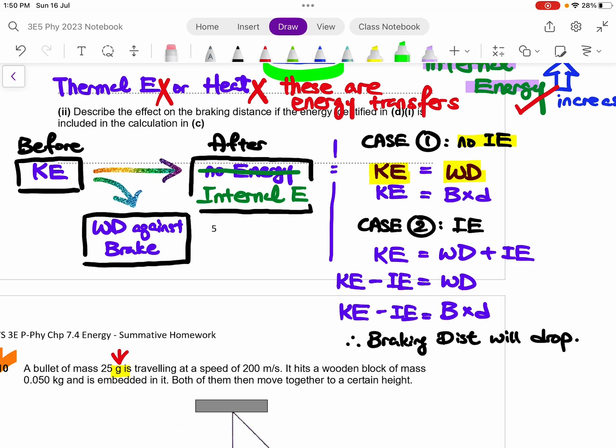And in the second case, I consider that there is an internal energy rise. So you will see that there's this additional term, and just by looking at the mathematics, you will see that eventually the braking distance in case 1 will be longer, and the braking distance in case 2 will be shorter. So for those of you who got it wrong, what I suggest you do is sub some dummy values into it, and you'll be able to see the difference.